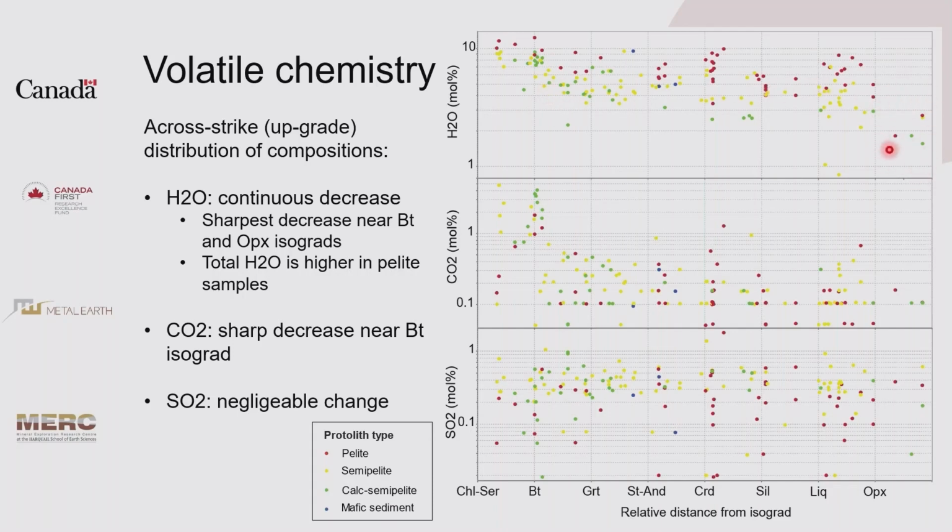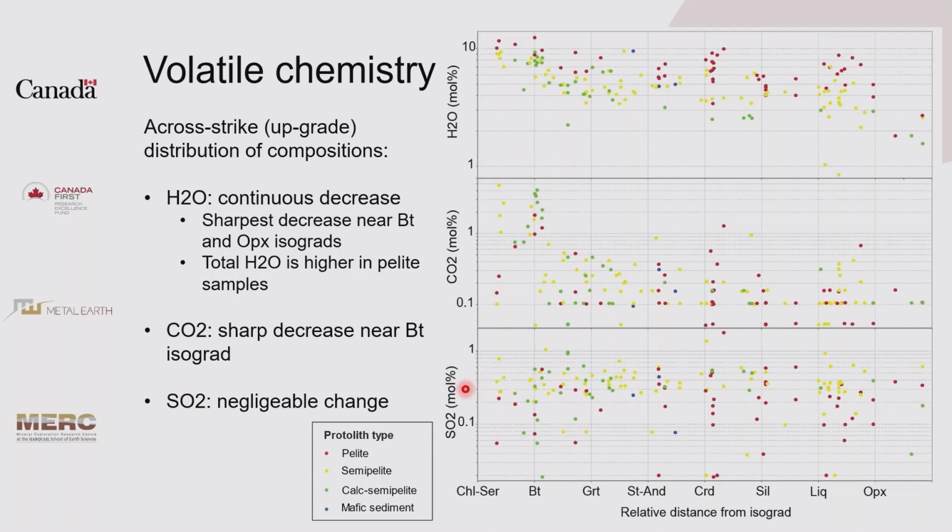The carbon is actually quite significant. There's a large drop at about the same time, near the biotite isograd. And then for the sulfur, really there's not a visible trend there, as you can see. Maybe a slight decrease if you squint.